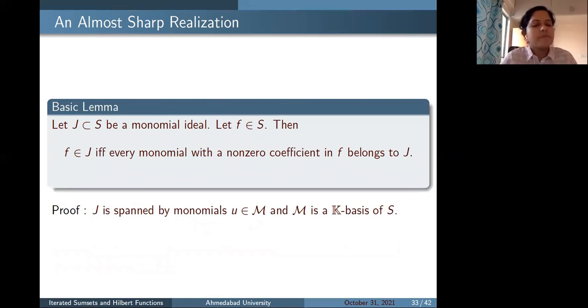First of all, we need a basic lemma. What does it say? It says that suppose J is a monomial ideal of S, and I'm taking F from S. What we can conclude is that F belongs to J if and only if every monomial with a non-zero coefficient in F belongs to J. And that is very obvious because J is spanned by the monomials U from M, and M is a K basis of S.